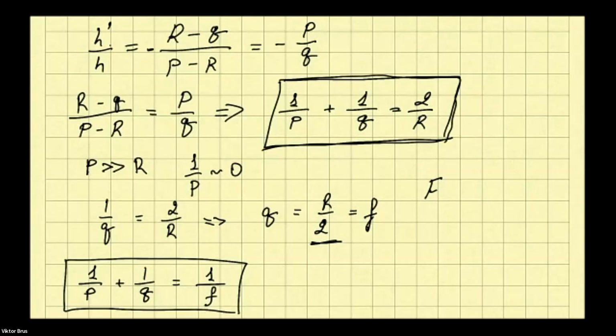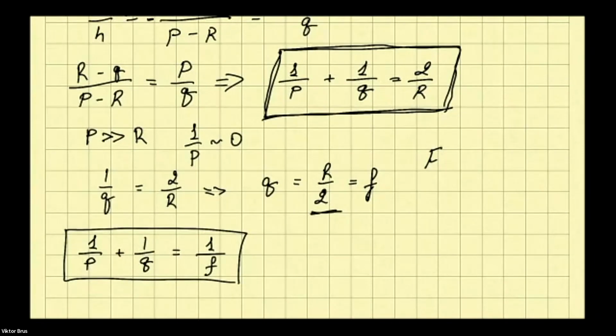original mirror equation based on the geometric analysis of the image formed of some extended object by a spherical mirror. So based on this geometric analysis, we could derive the mirror equation. And considering the special case when the object is located very far from the mirror, we could show that the image will be located at the distance radius divided by 2, which is the focal distance of the mirror. So we can rewrite the final form of the mirror equation, taking into account the focal distance as a new parameter.